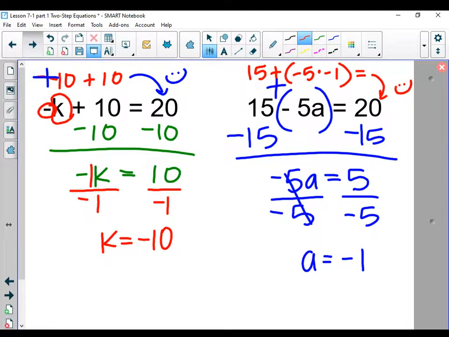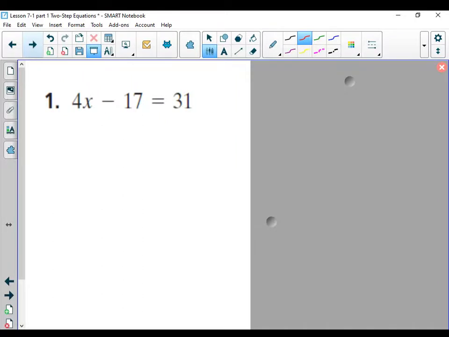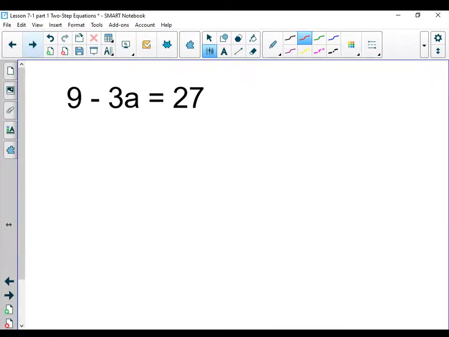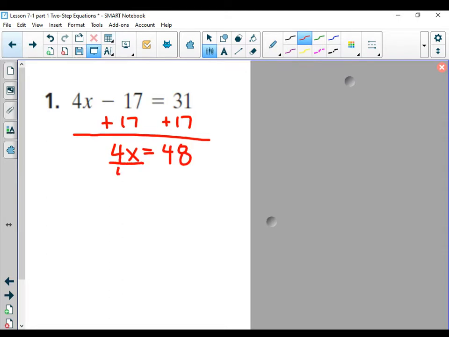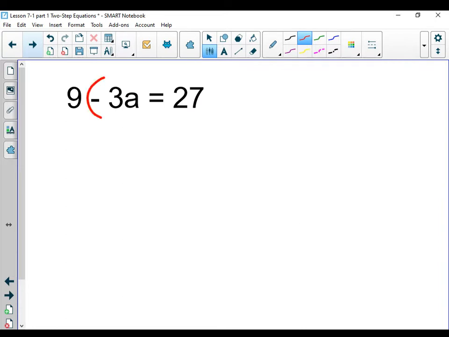The last two boxes: this one is regular, and this one has a trick. Go ahead and pause and try those out. This one is regular. And this one has the stuck like glue trick.